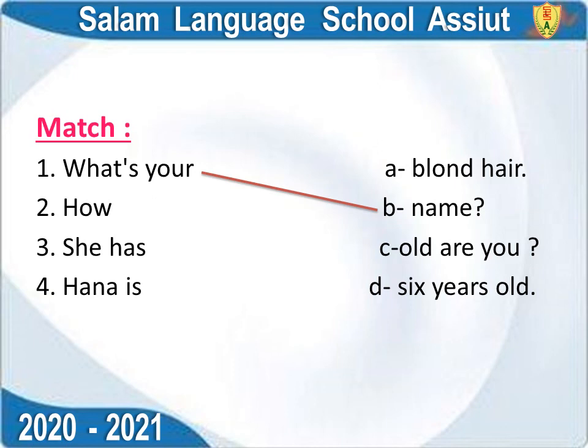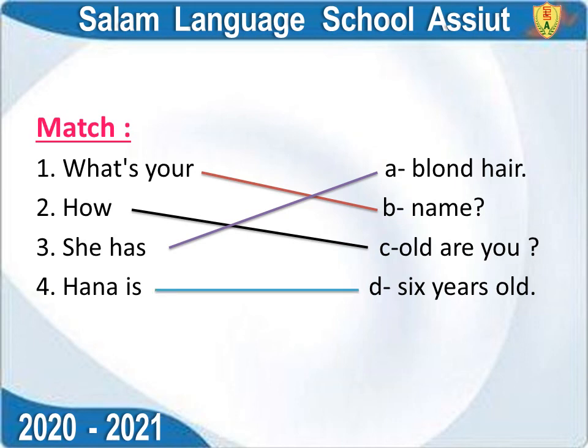Number two, how? C, excellent. Number two, هنوصلها بلتر C. How old are you? Number three, she has. Letter A, excellent. She has blonde hair. Number four, Hannah is. Letter D, excellent. Hannah is 6 years old.